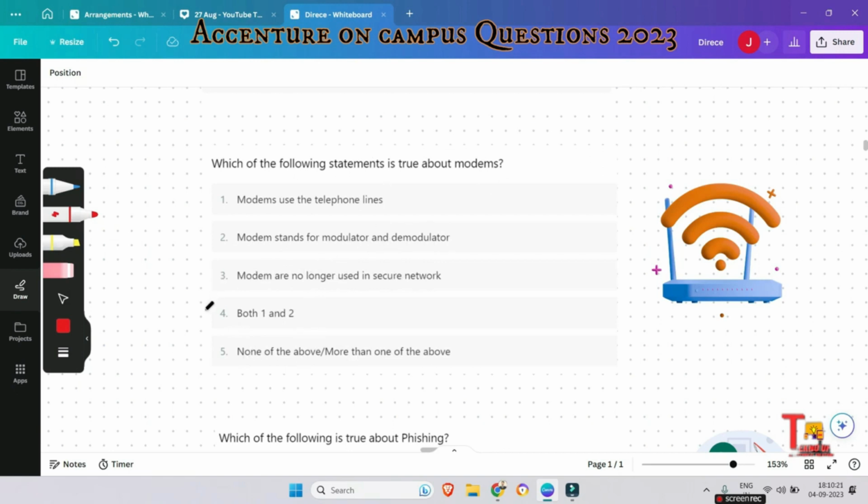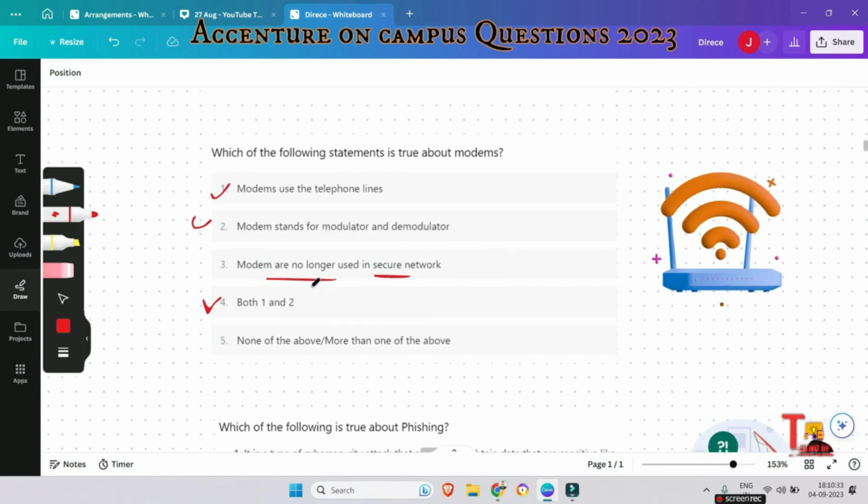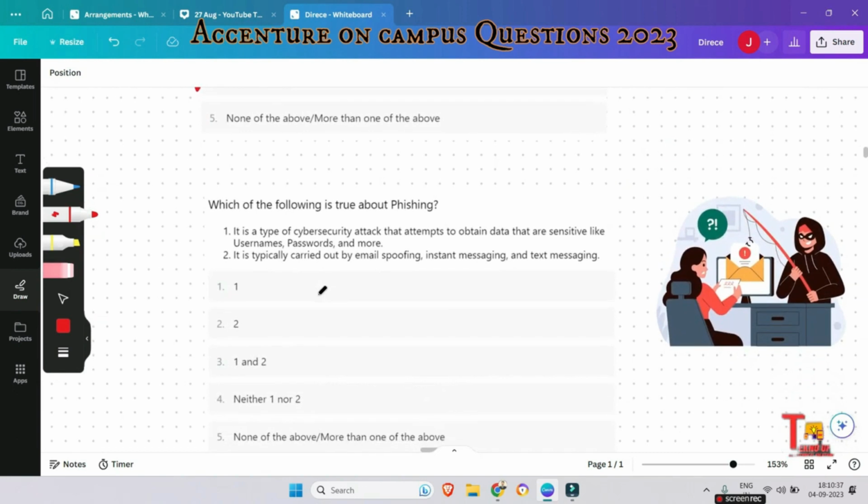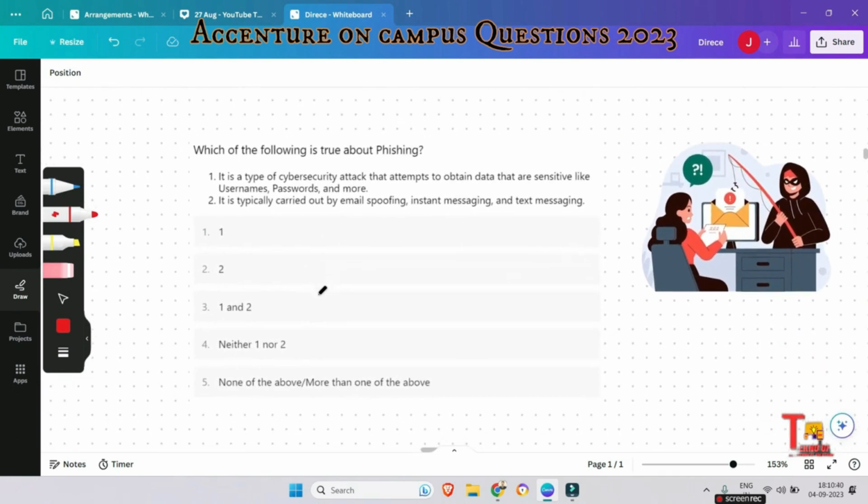Option 4 will be correct, because this is true, this is true as well. This is not true, because modems are still in use in secure networks, right? So this is false.